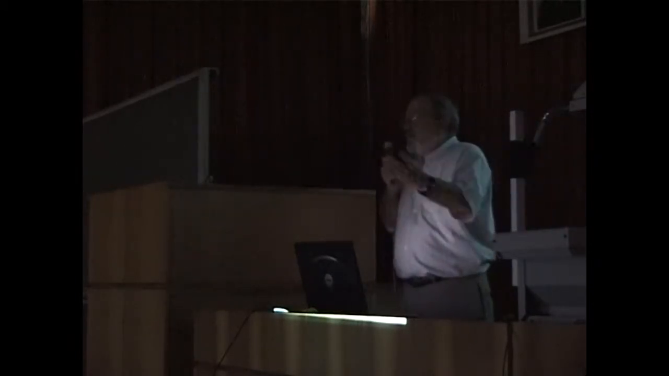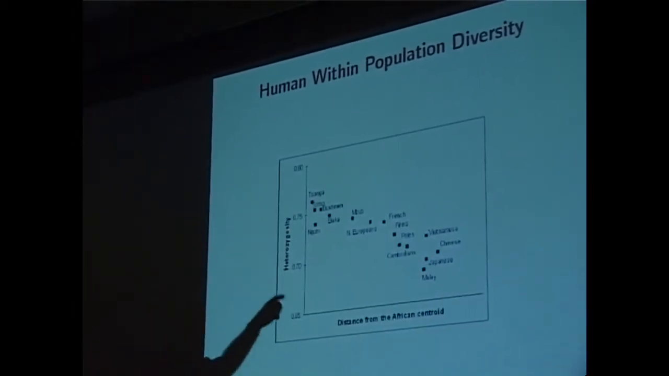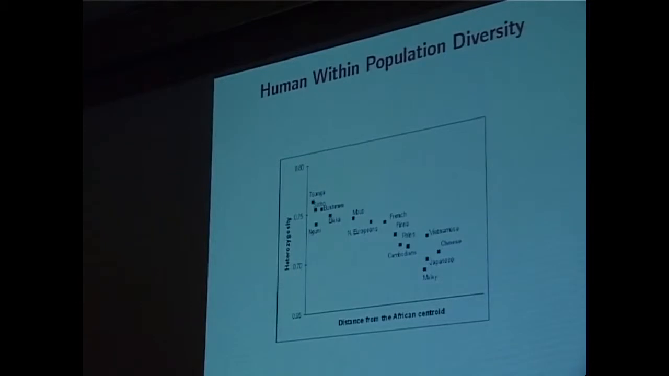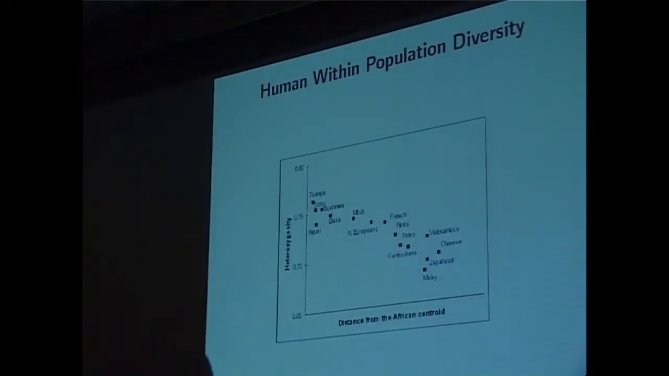All around the Pacific Rim, there are pygmy-type peoples. They look very different from their neighbors. We look at their DNA, it's exactly the same as their neighbors. So here's some real data I decided to show you. This is diversity, heterozygosity, a measure from microsatellites, one of those VNTRs I was talking about before, within population genetic diversity. And this is genetic distance from Africa. And there's a smooth decline. The further you get away from Africa, the lower human diversity is.